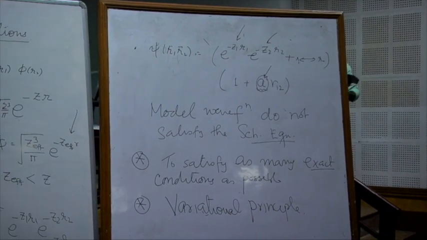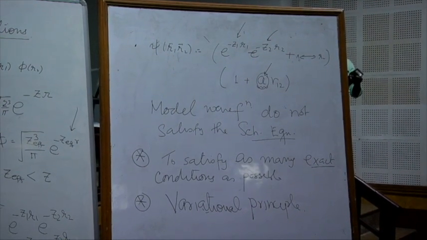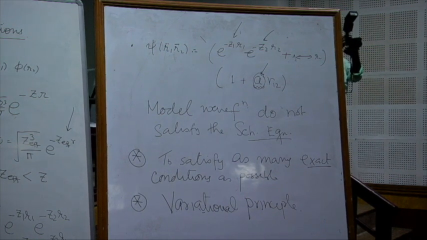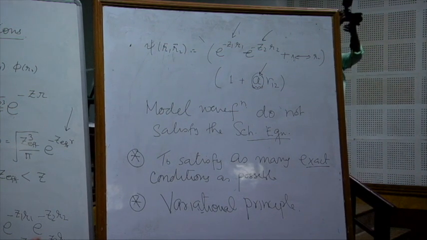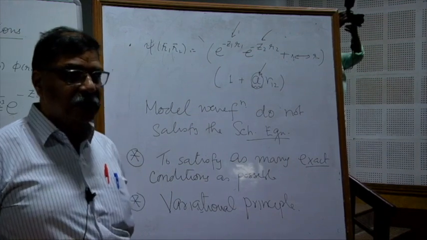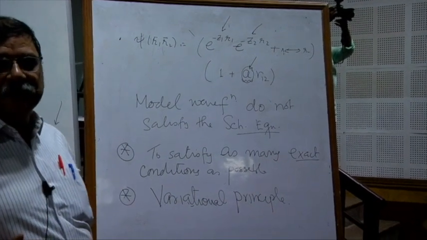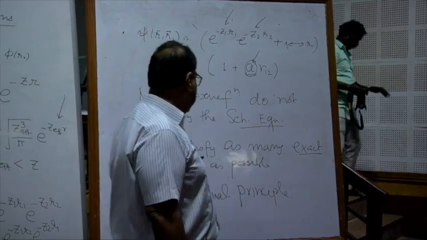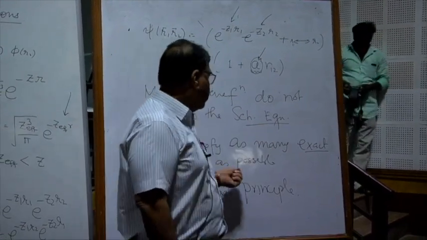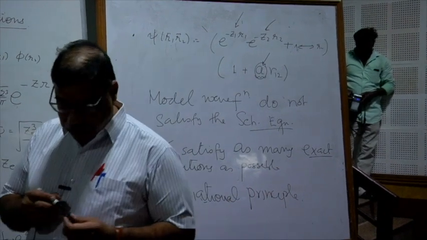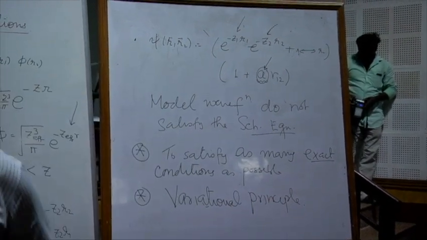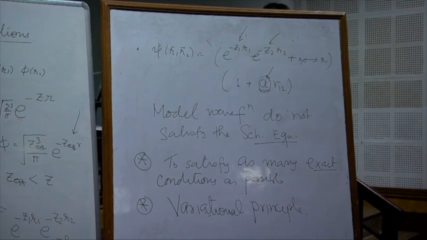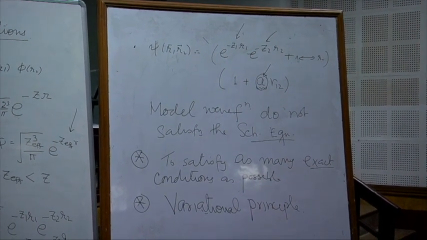So you satisfy as many conditions as possible, and later we'll see in DFT also, when you want to make better and better energy functionals, since I do not know the exact energy functional, right? So that's like I do not know how to solve the exact Schrodinger equation. I try to satisfy as many exact conditions as possible. So a functional I'll try to construct by satisfying as many conditions as possible, right?